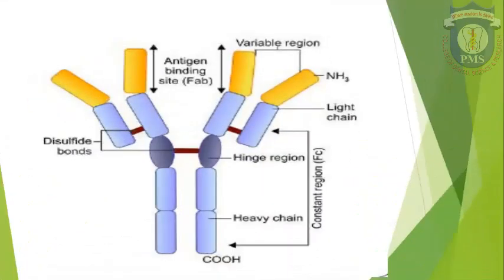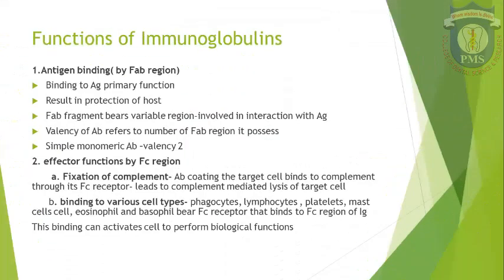So this is the structure. It's a Y-shaped molecule with a variable region and a constant region. Heavy chain is there, light chain is there, and the antigen binding site, that is Fab. The hinge region, disulfide bonds and all are shown in the diagram. This is the typical structure of an antibody.